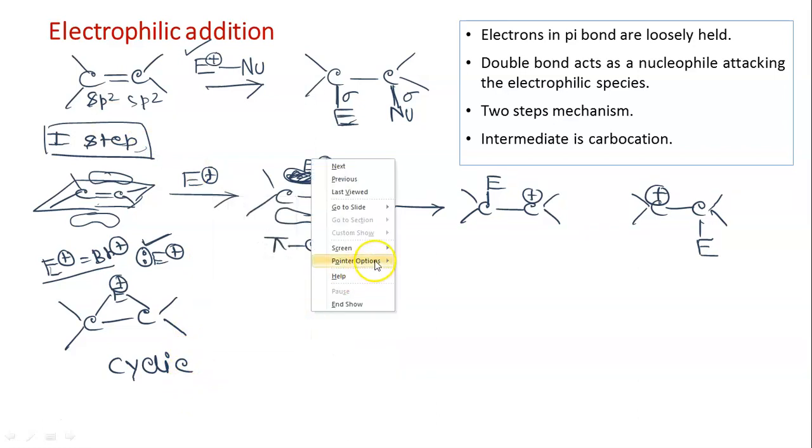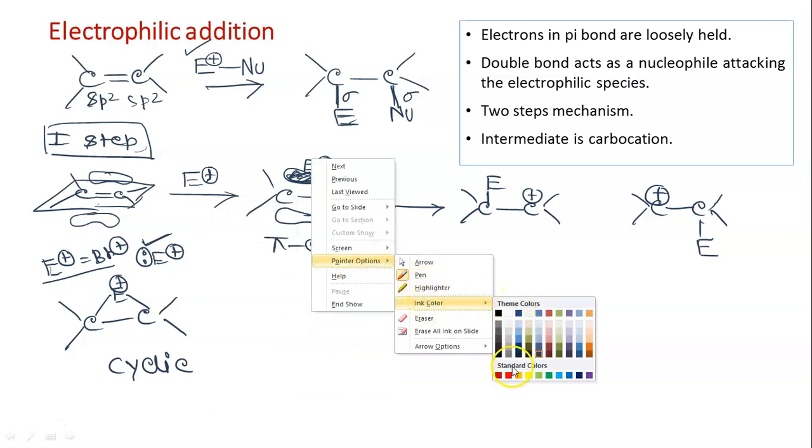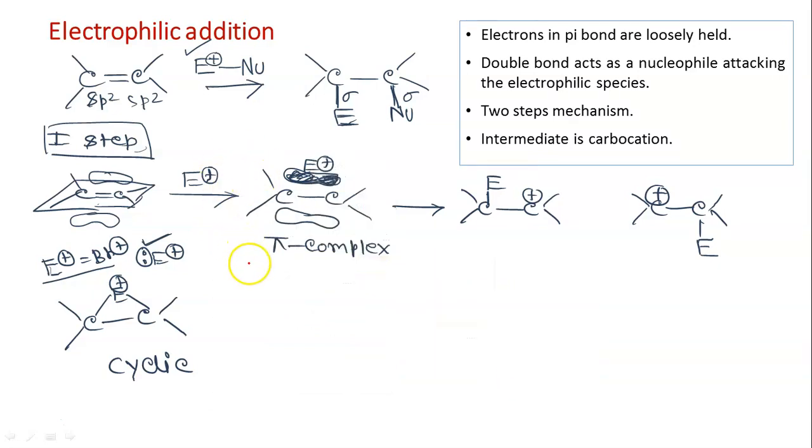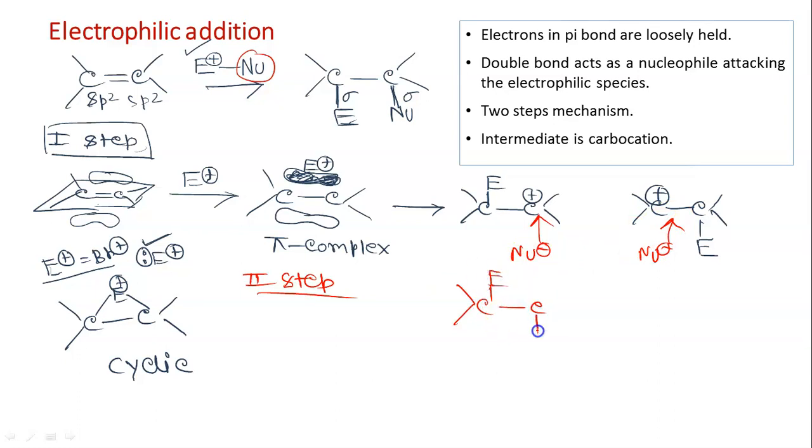Now in the next step, that is the second step, I am using another color. So in the second step, what will happen? Now this nucleophilic part, that is the negative part, will attack here. So we are getting this final product, right?